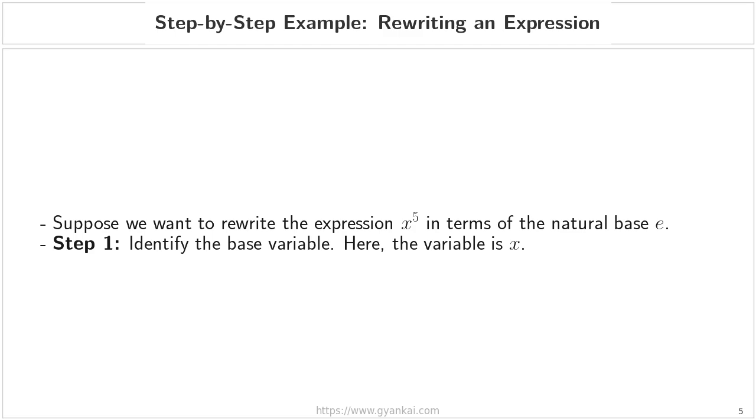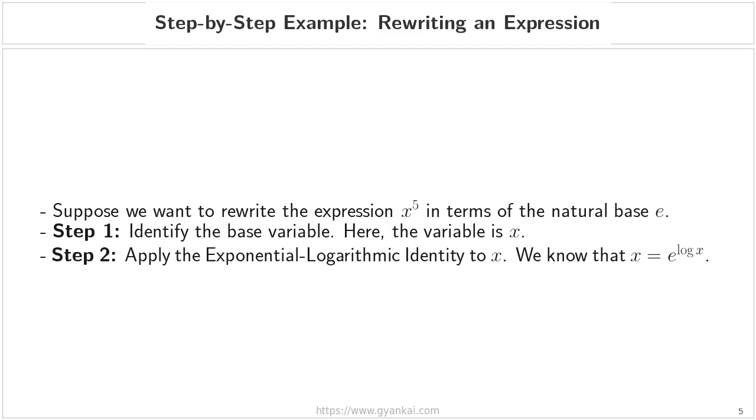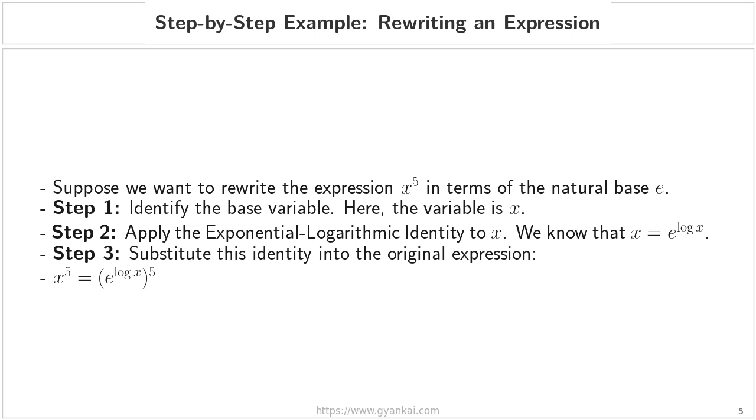In step 1, we begin by identifying the base variable. In this specific expression, our base variable is simply x. Moving to step 2, we apply the exponential logarithmic identity that we established in the previous slides. We know that x is equivalent to e raised to the power of the natural log of x. In step 3, we substitute this identity into our original expression.